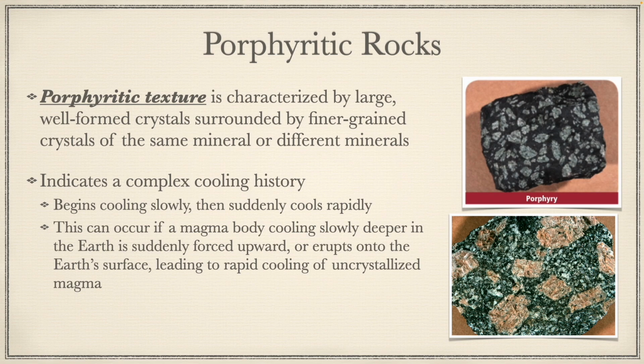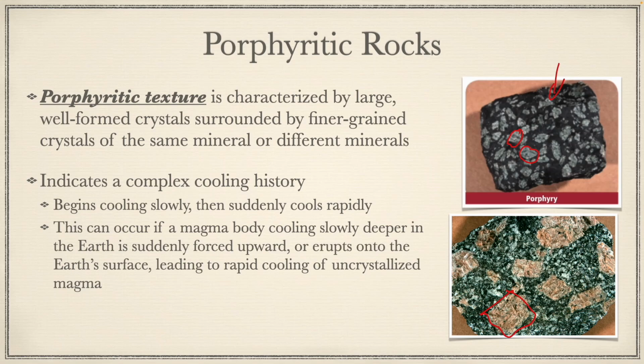And then porphyritic rocks. Porphyritic texture is characterized by large, well-formed crystals surrounded by finer grained crystals of the same mineral or different minerals. So you have something like this over here. You've got these larger crystals in here, and they're surrounded by this darker mineral. This does indicate a complex cooling history. It begins cooling slowly, which allows time for these large crystals to form, like these crystals down here.